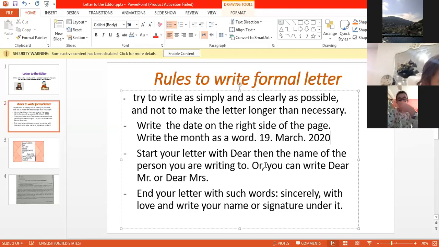Start your letter with dear, then the name of the person you are writing to. If you do not know the name of the person, you can write dear Mr. or dear Mrs. It is enough. Then after that, Dear Mr., full stop, then a comma. Dear Mrs., for example, Mrs. Amani, you are sending a letter to me. After you write my name, you should put a comma, then start a new paragraph to write your problem. Then end your letter with words such as sincerely, with love, and write your name or signature under it.